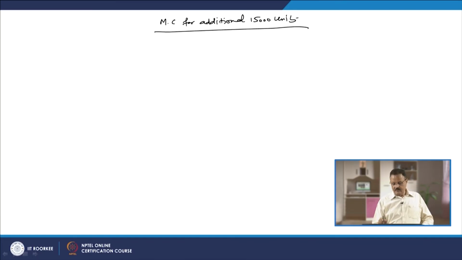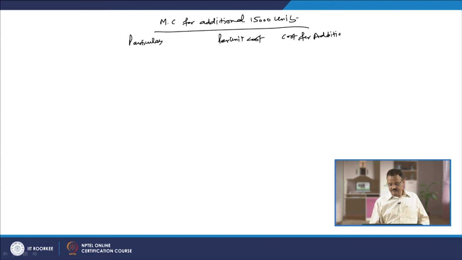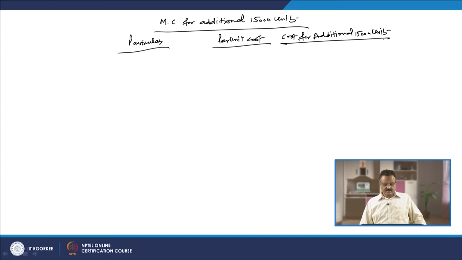So, this is the evaluation we are going to do: marginal cost for additional 15,000 units. We have to again prepare a statement with three things: one is the particulars, then the cost per unit, and then the cost for additional 15,000 units. Particulars, per unit cost, cost for additional 15,000 units, right.